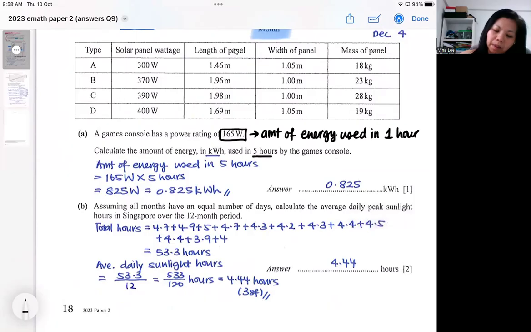So that is just simple math. You just multiply by 5, but when you multiply by 5, it's in watts, so you need to convert to kilowatts. That one is quite simple. Okay, now the second part.